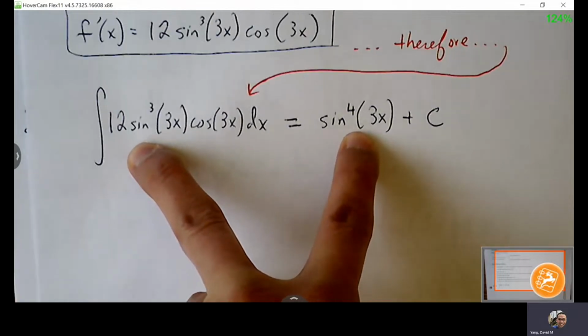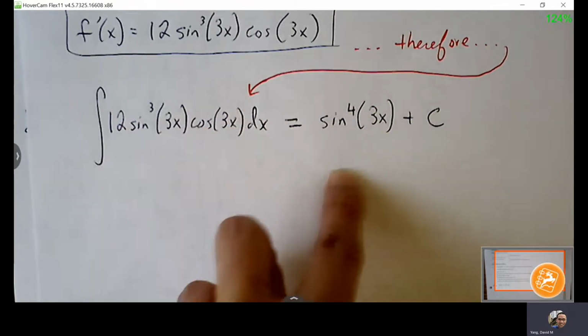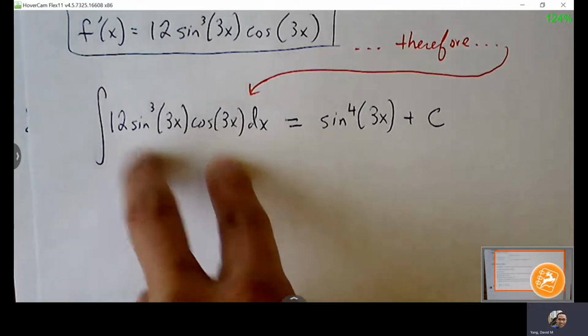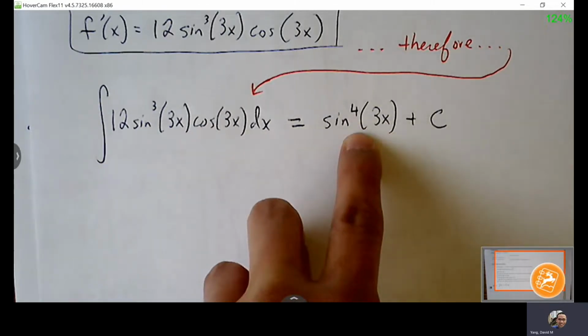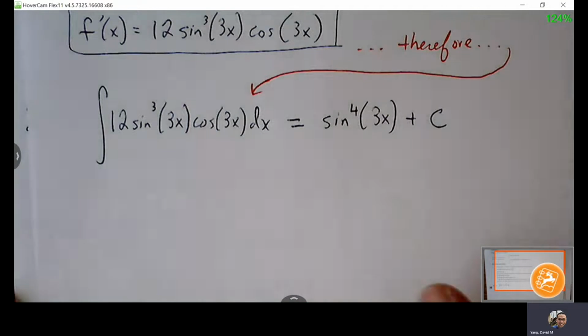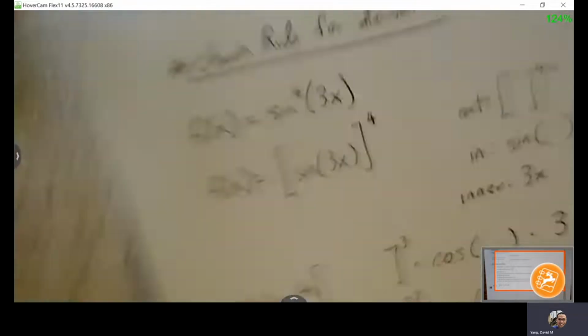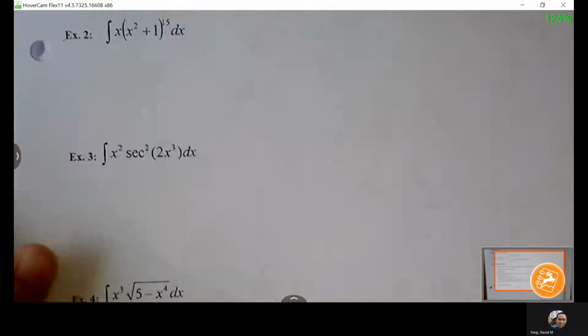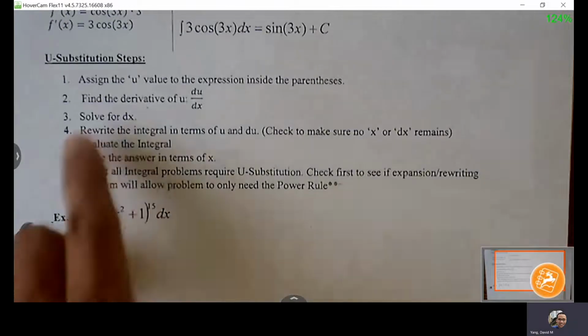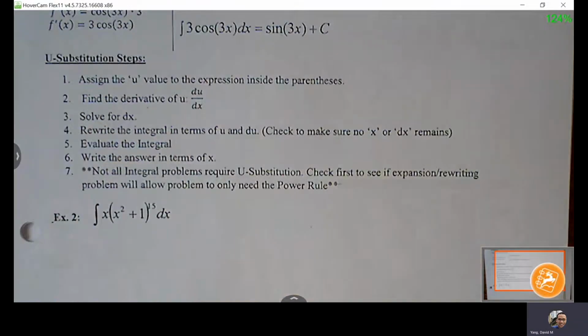So this temporary variable, U-substitution, is going to allow us to know how to work backwards, because it's not as straightforward going backwards as it is going from here to the derivative. Okay, so that leads us to what we're going to be trying to do in today's notes. Now there are steps for U-substitution, but I'll point those steps out as we work through our example.